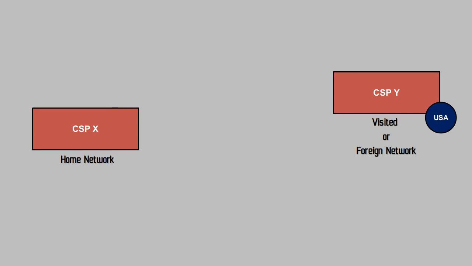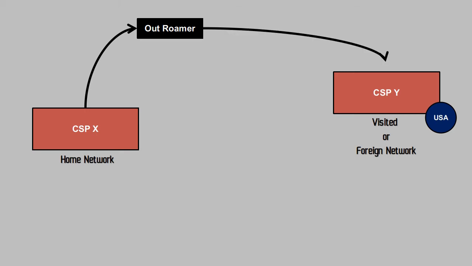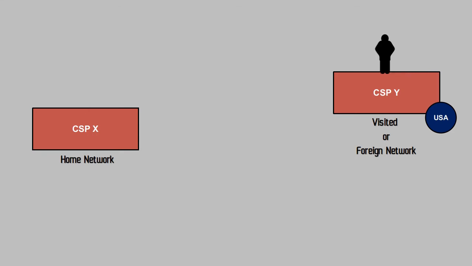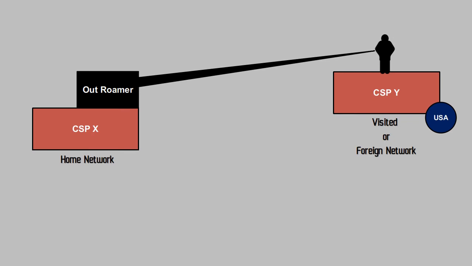Home network calls their customer, whoever is in roaming, an out roamer, since they left their network and are roaming outside of their network. Visited network calls the customers of other networks roaming into their network in roamers. This customer belongs to CSP X and is roaming in CSP Y network. CSP X calls this customer an out roamer and CSP Y calls this customer an in roamer.